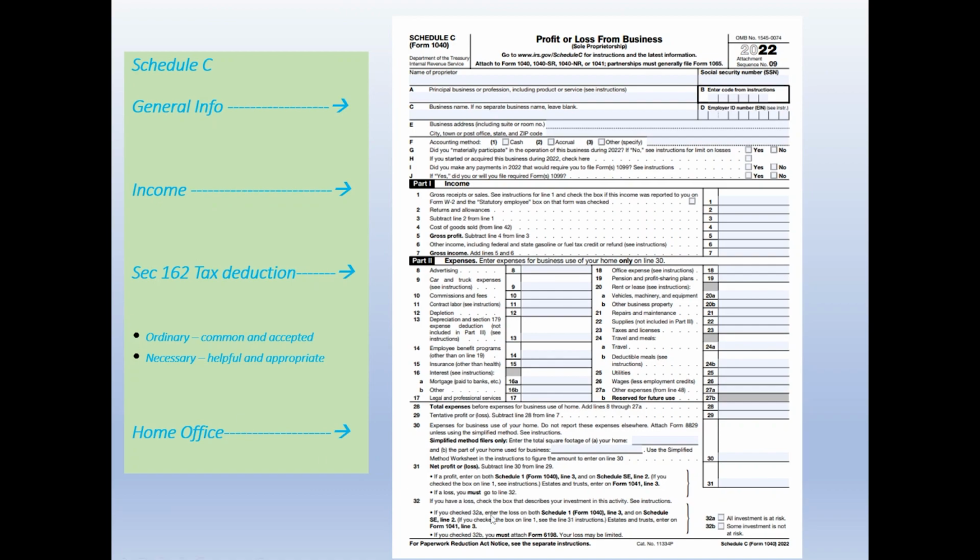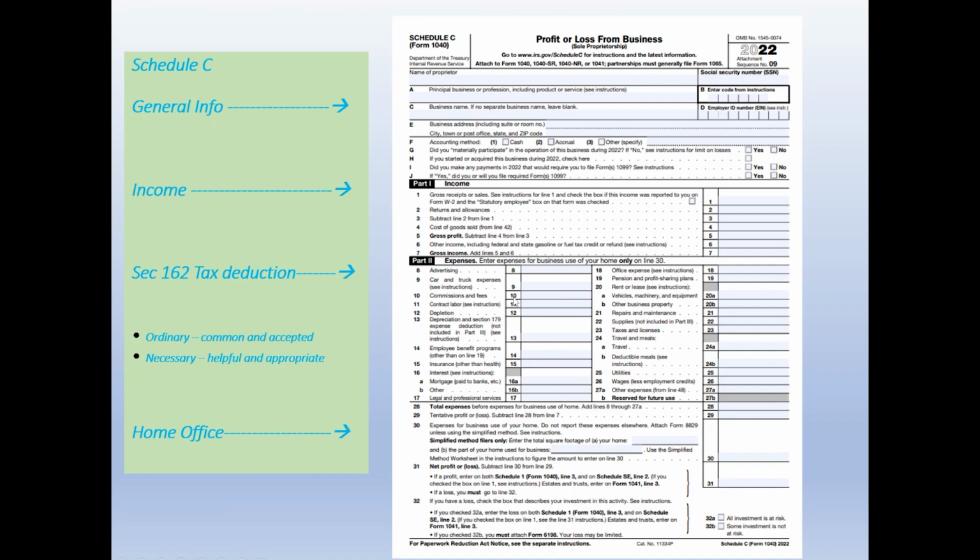So let's go through some of these items right here. Advertising: you need to advertise your business in order for you to generate income. Car and truck expenses: if you purchase a car, then you can amortize it, so you have amortization or depreciation expenses over here. If you use your own car for business, you incur mileage. So the mileage can be car and truck expenses on line 9.